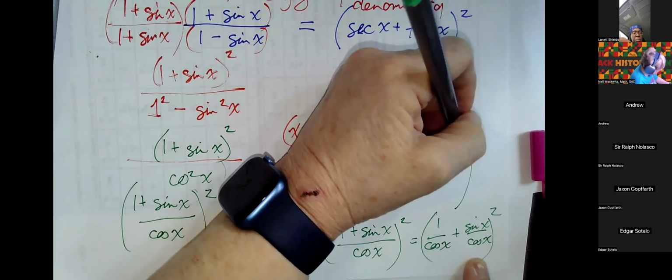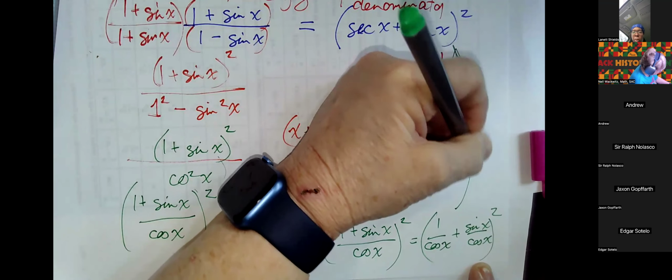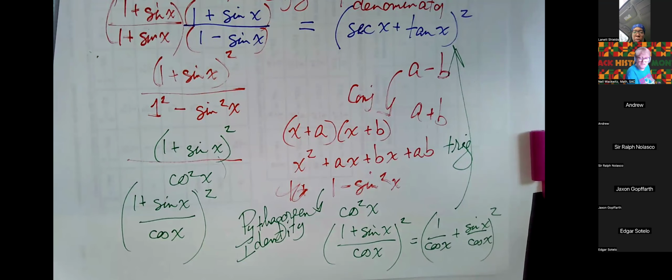So the very last step is a trig step. But most of the steps were algebra.